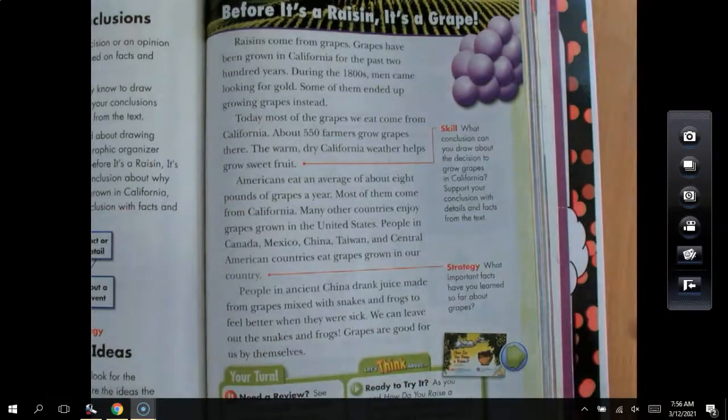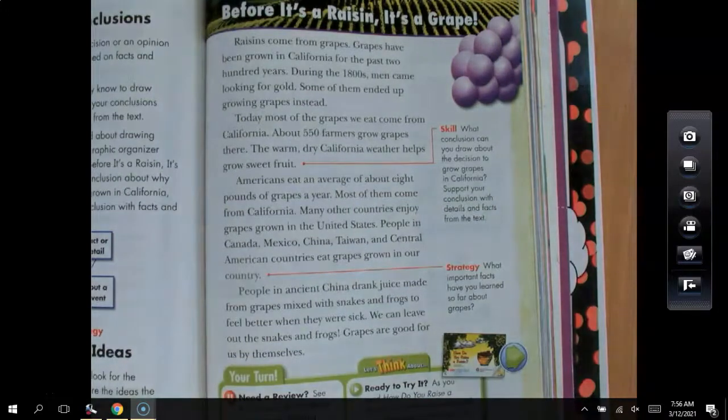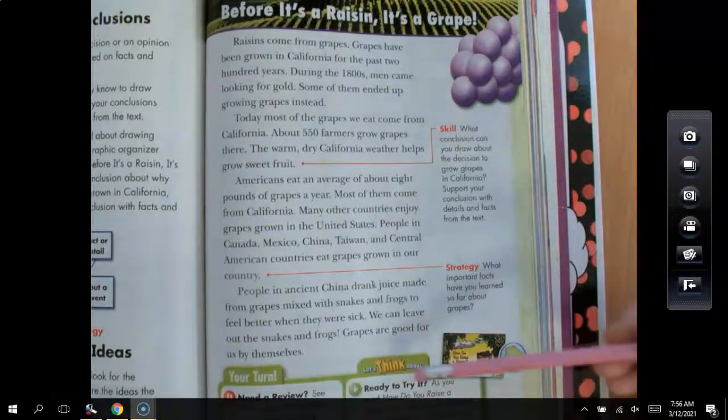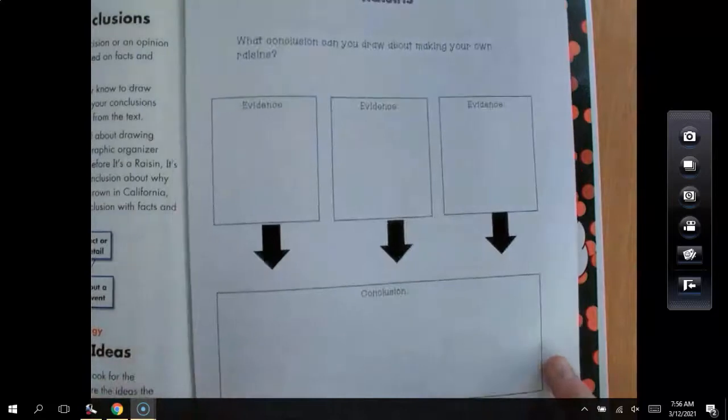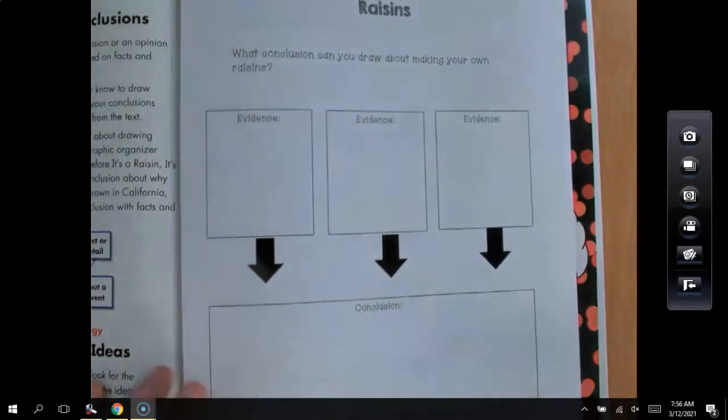So, let's go back to our story and our question. Our question was, what conclusion can you draw about making your own raisins? Well, we gathered a lot of information from that text we read. Before it's a raisin, it's a grape. So we're going to fill out our graphic organizer together based on the information that we read. If you're at home and you don't have this specific graphic organizer, that's okay. Get your scrap piece of paper and you can follow along with us.